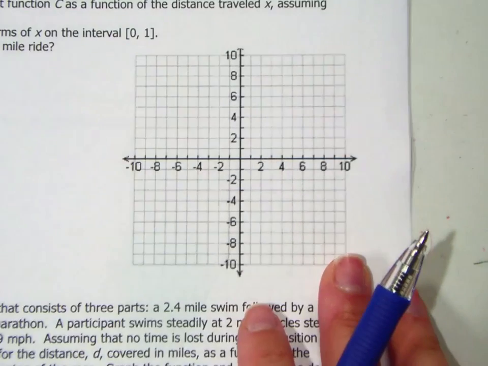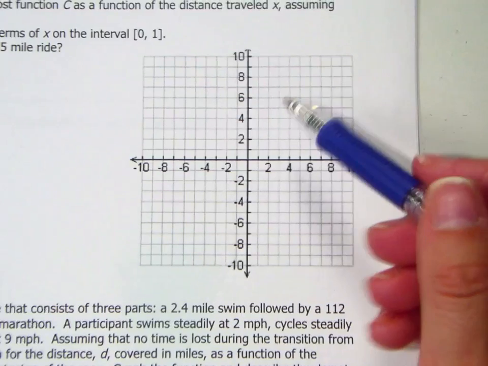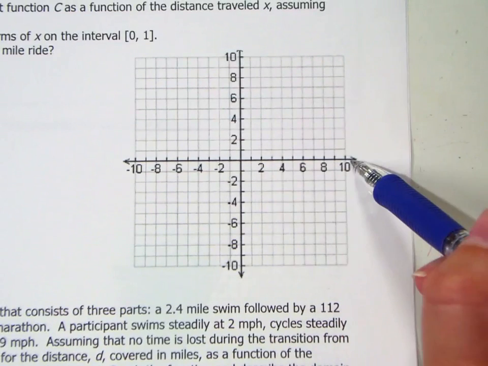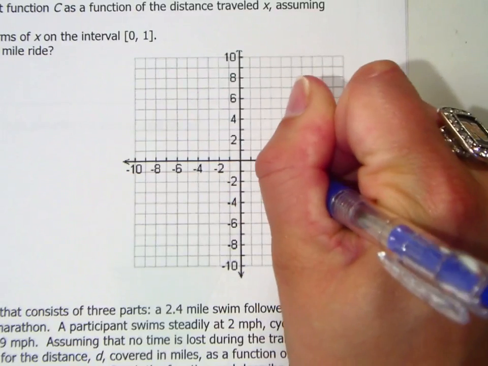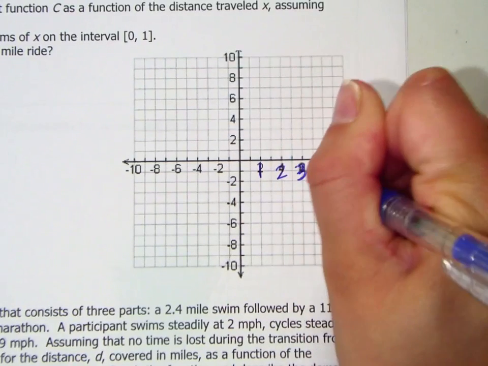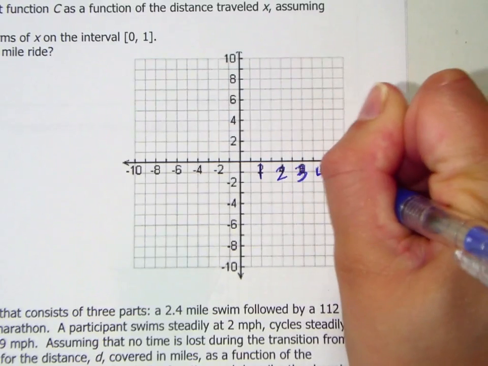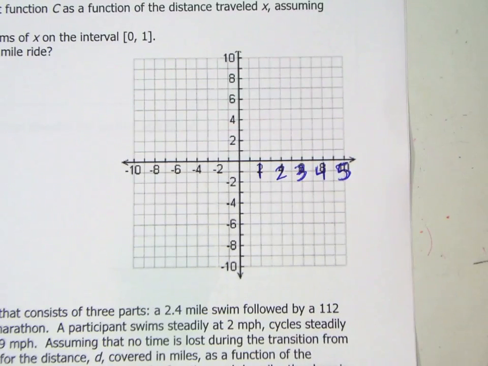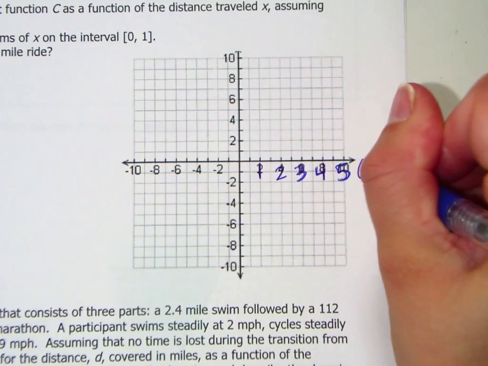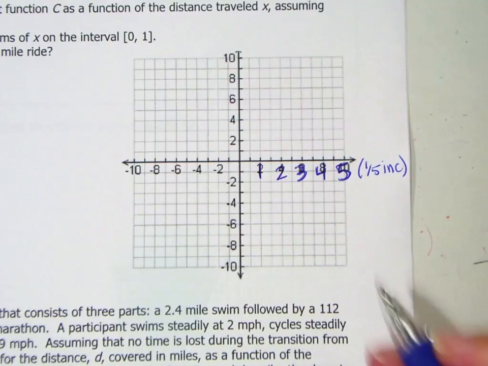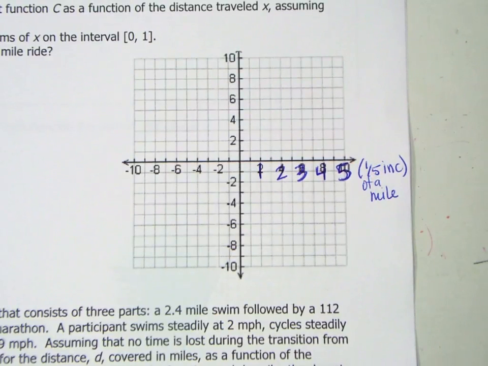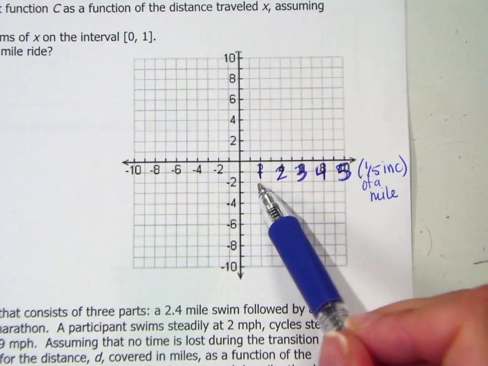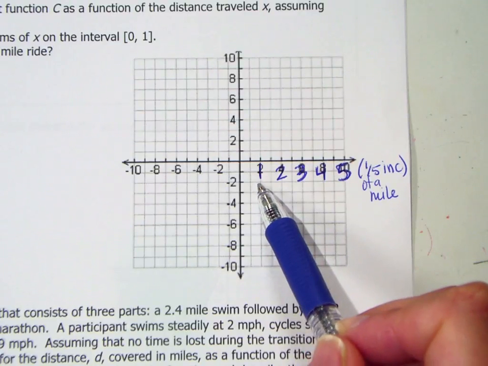So, a couple of things that we need to do before we sketch this function. We need to change the scale that we have here. Because we're only going from 0 miles to 1 mile, or 5/5, what I'm going to do is change this to 1, 2, 3, 4, and 5. And what those are representing are 1/5 increments of a mile. So the 1 isn't 1 mile, it's 1/5 of a mile, and so on.